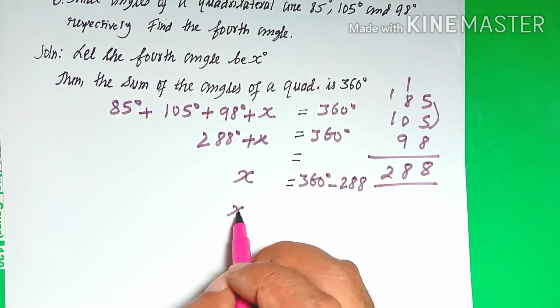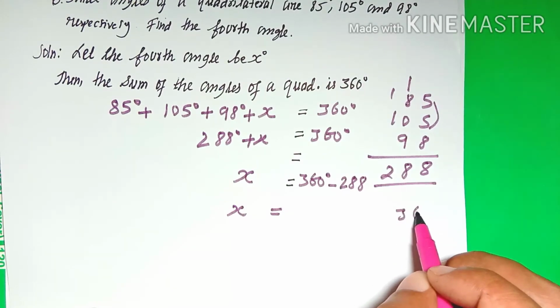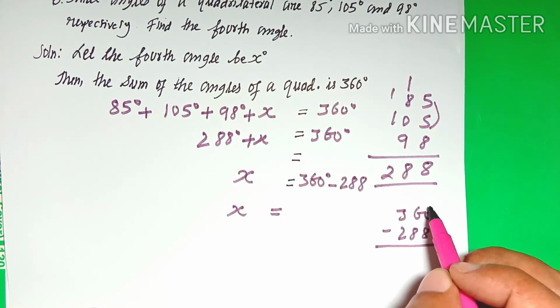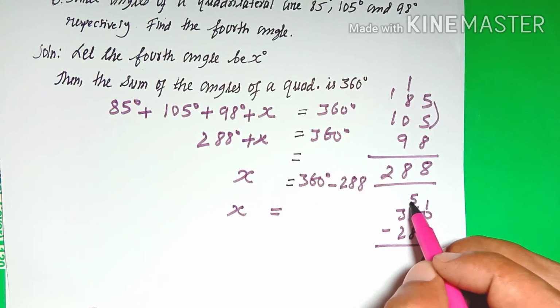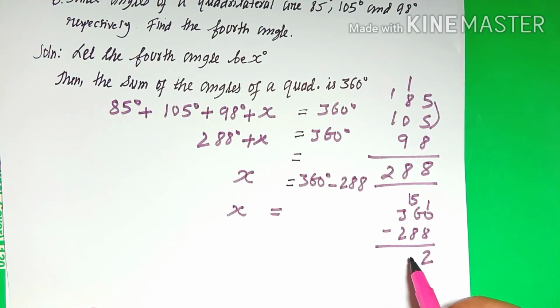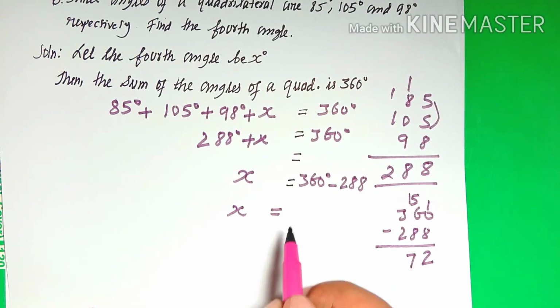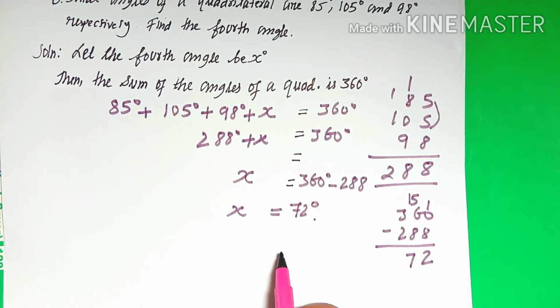Therefore X is equal to 360 degrees minus 288. Now we can borrow here, so 10 minus 8 equals 2, then this will be only 15, so 15 minus 8 equals 7, then 2 minus 2 equals 0. So the required fourth angle is equal to 72 degrees.